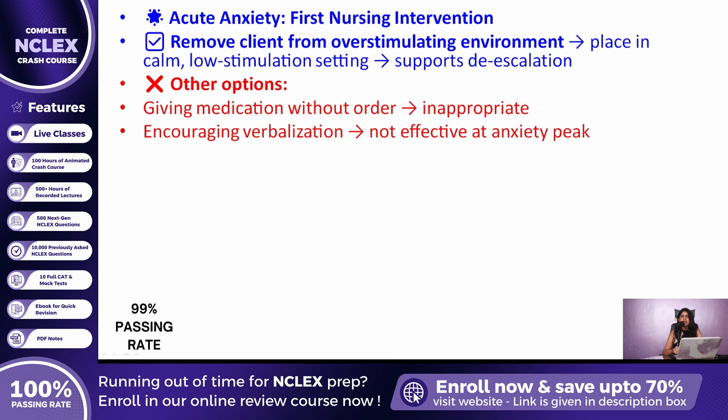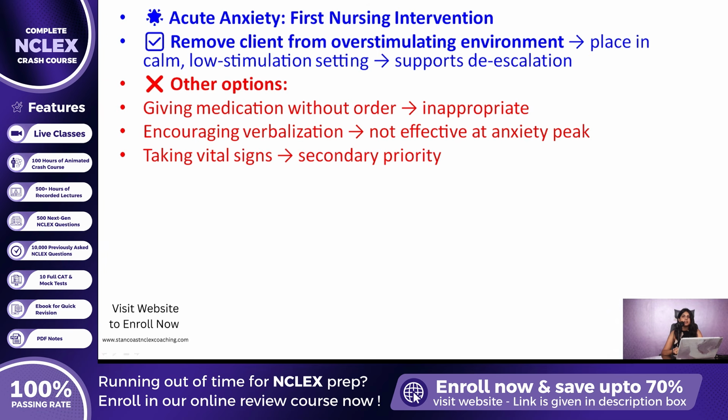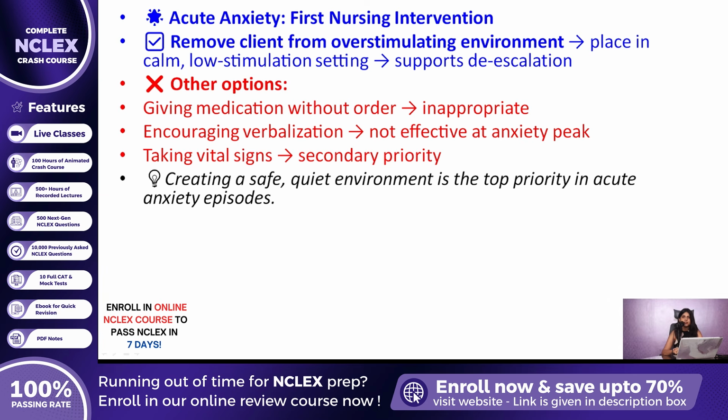Encouraging verbalization, as in Option B, may not be helpful during the peak of an anxiety attack because the client may not be able to process or express their feelings. Taking vital signs, as in Option D, is secondary to calming the client and would not change the immediate intervention. The key takeaway is that creating a safe, quiet environment is the top priority to help the client recover from an acute anxiety episode.